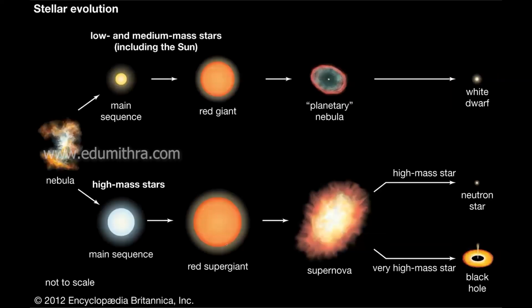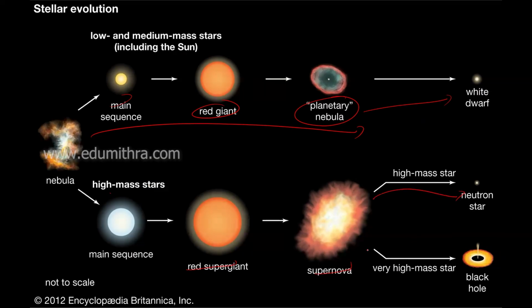So that is about it. Now we can brief this in this single picture. You can see the top line is for the low mass or medium mass star, including the sun. So the main sequence, then red giant, then planetary nebula, and white dwarf. And here you can see it is a high mass star, red supergiant, supernova. Either it becomes a neutron star if it is a high mass star, or if it is a very high mass star, it becomes a black hole. So those are the final stages or different stages of a star.